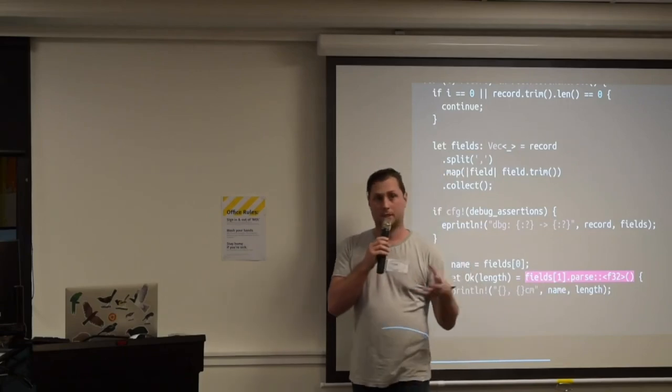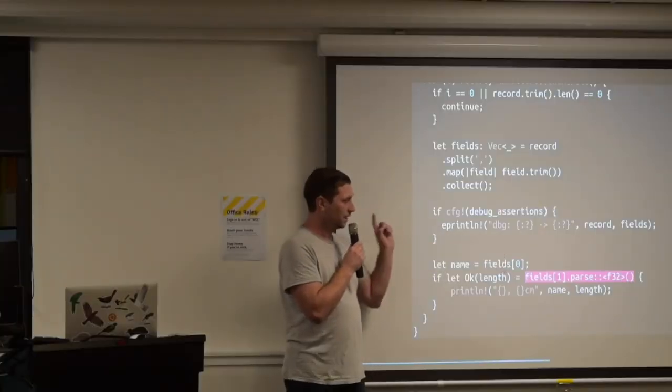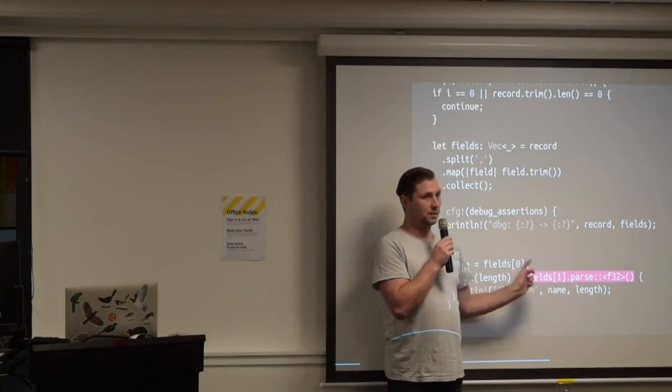So what this is doing is, I know fields one is a string, and please parse that as a floating point number. And if it is successful, assign it to a variable which can only be used inside this block. So this length variable here is only available if this thing here is a valid data point.